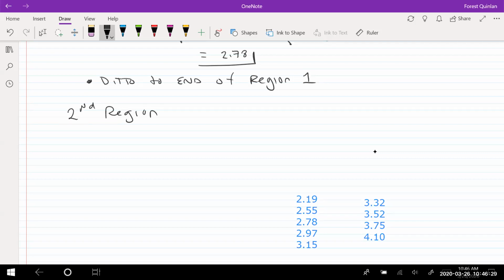For the second region, you just change to pKa2. Everything else is the same. A is the same. X is the same. Just start over.